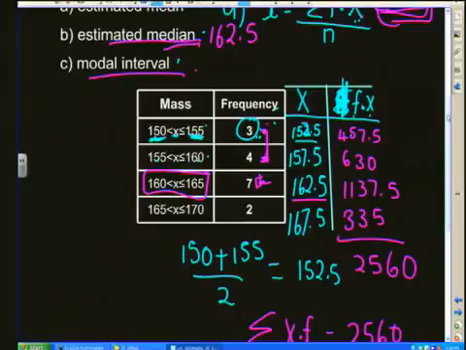And lastly, your modal interval, that's your interval with the highest frequency. Okay, and we can see that the highest frequency is in the third interval. So our modal interval will be x is less than or equal to 165 but greater than 160.